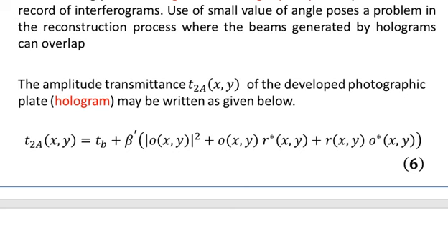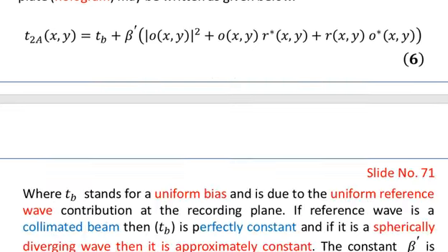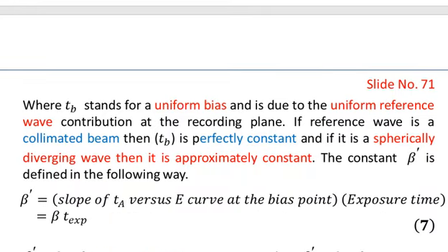Where is the R mod square term? R mod square term is actually the T_B term. So we have separated out the reference term in the form of T_B, and then we have the object beam square, the O mod square term, and then we have the other 2 terms multiplied by beta prime as given in equation number 6, where T_B stands for a uniform bias due to the reference beam and is due to the uniform reference wave contribution at the recording plane. If the reference wave is a collimated beam, then T_B is perfectly a constant, and if it is a spherically diverging wave, then it is approximately constant.